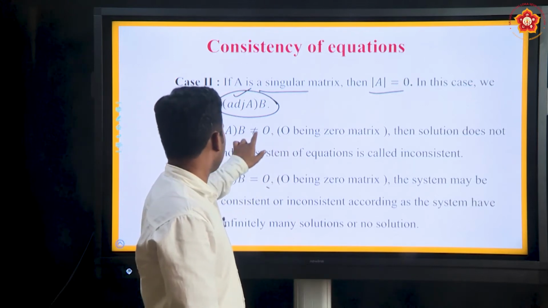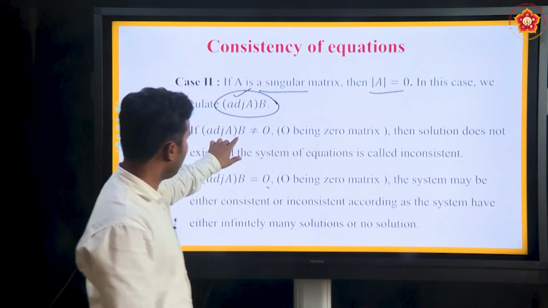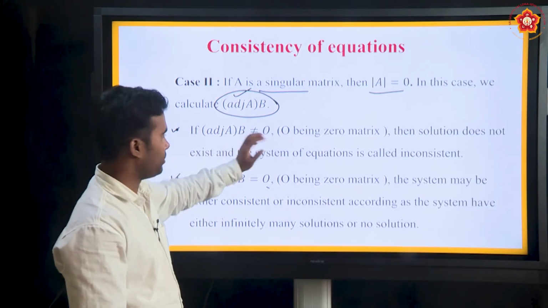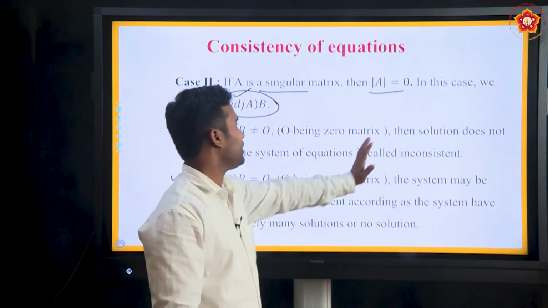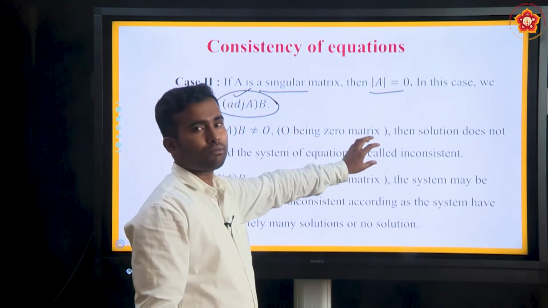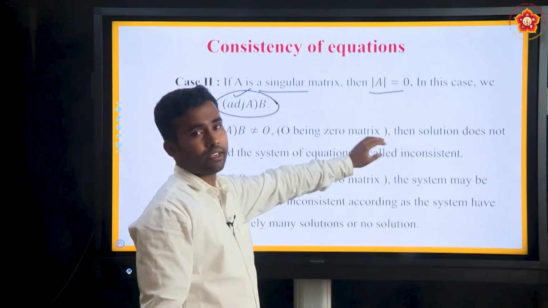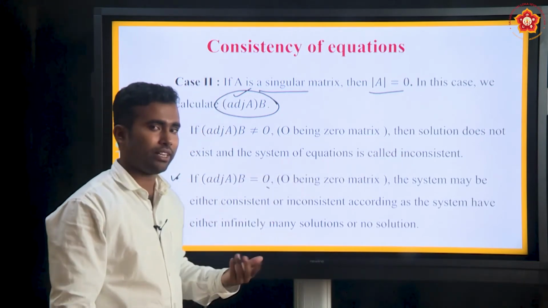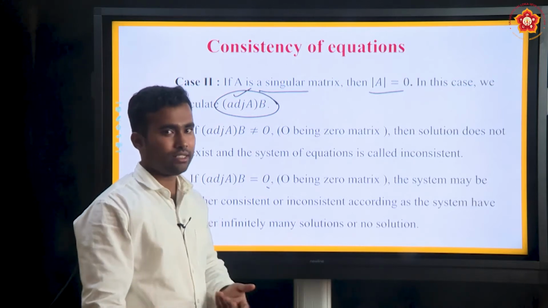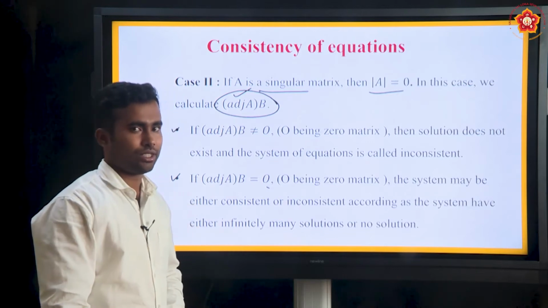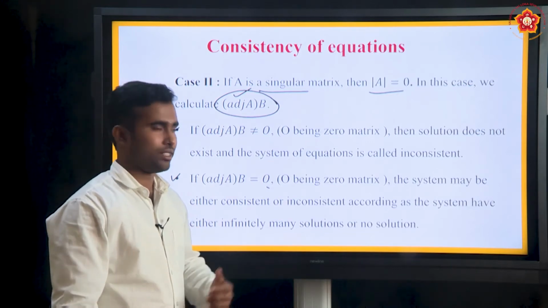Now, if adjoint A into B is not equal to the 0 matrix, then the solution does not exist, and we can call the system of equations inconsistent. That is, we can say the solution does not exist for the given system of equations. That is what inconsistency means.